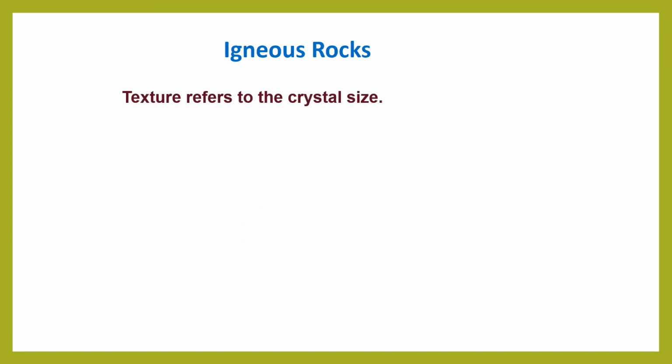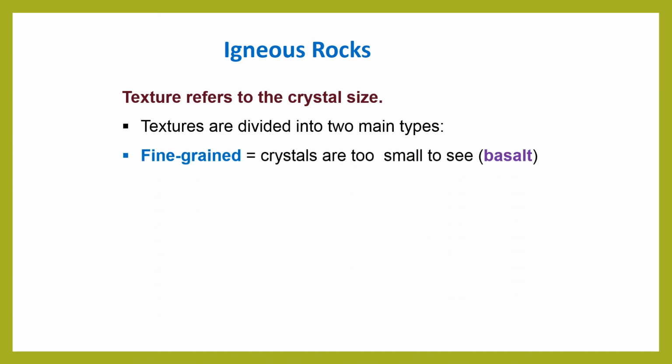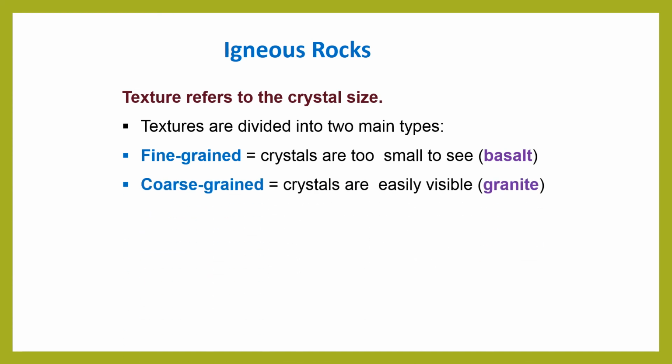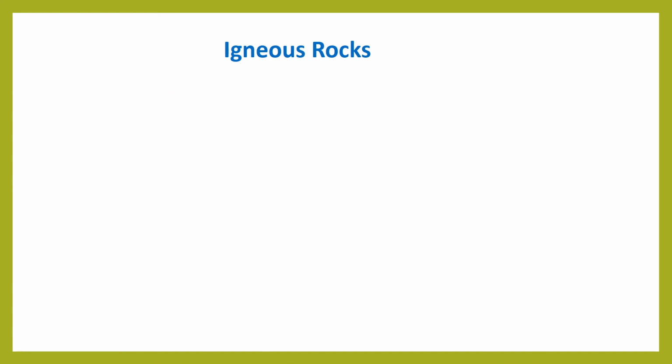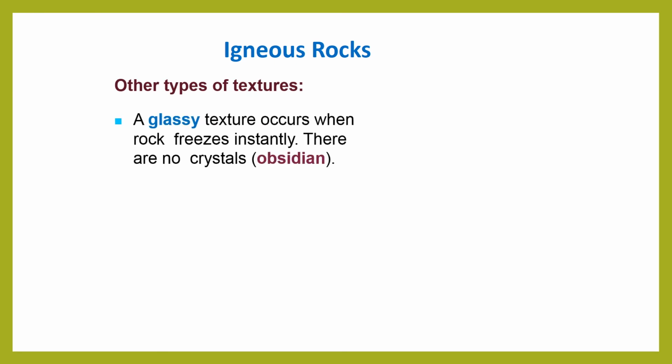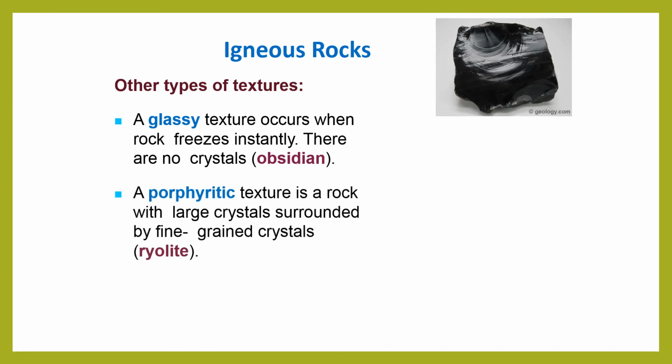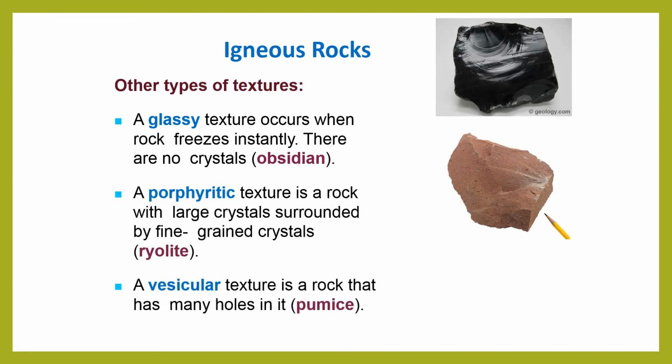So the igneous rocks, regarding texture, we go back to the crystal size. Textures are divided into two main types according to the crystal size. Fine grain, crystals are too small, like basalt, and coarse grain, crystals are easily visible. And other types of textures: we have glassy, like obsidian, and porphyritic, like rhyolite, and we have a vesicular texture like pumice.